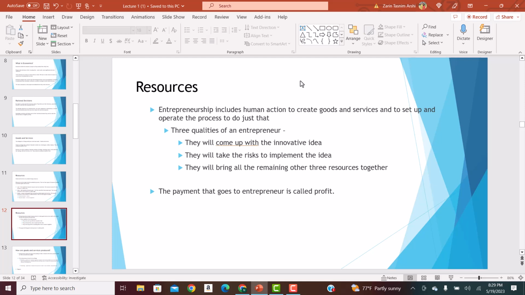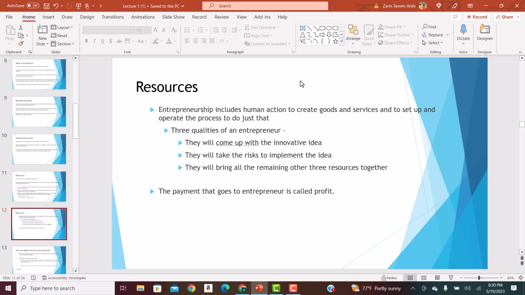So an entrepreneur will have three qualities. They will come up with the innovative idea, so they will decide what they want to produce, whether they want to produce a table, whether they want to produce laptops. So that's an idea the entrepreneur will come up with. Then they will be the one who will take risk to implement the idea. They know this venture can be successful or it can be unsuccessful and can be a big risk to their career, right? But they will still take that risk.